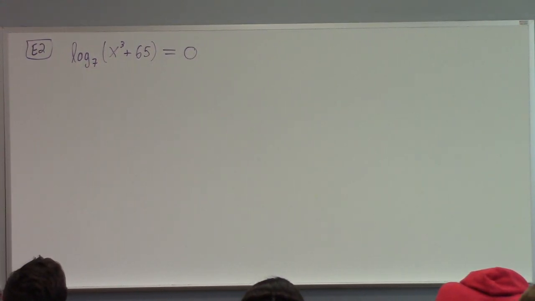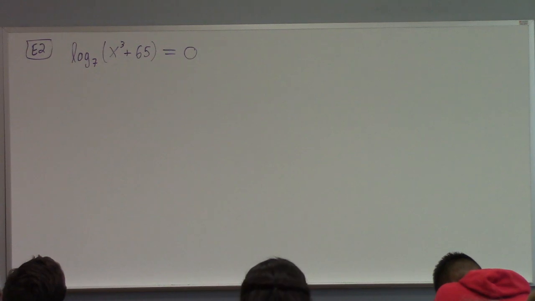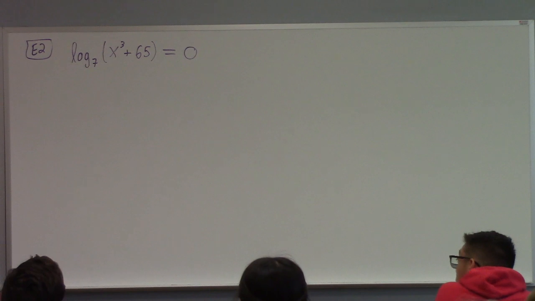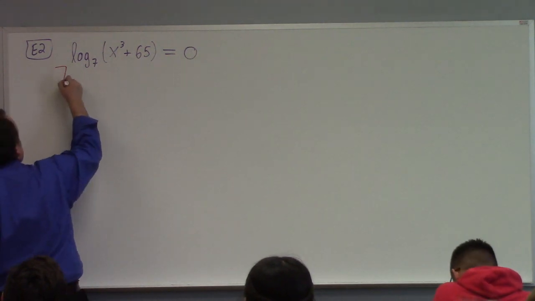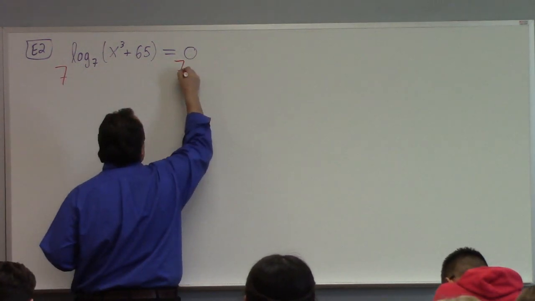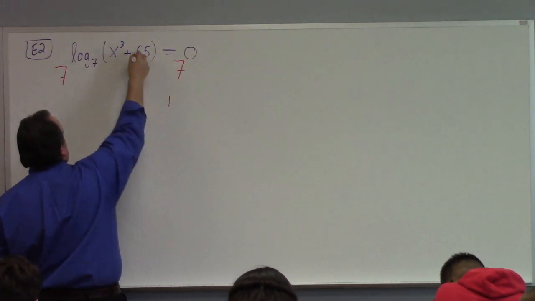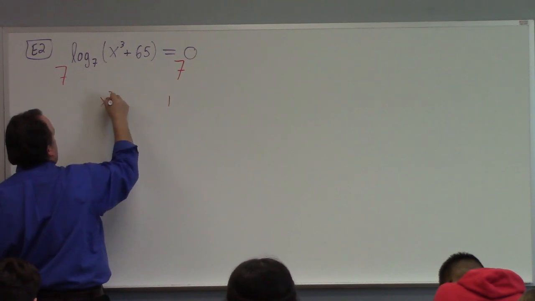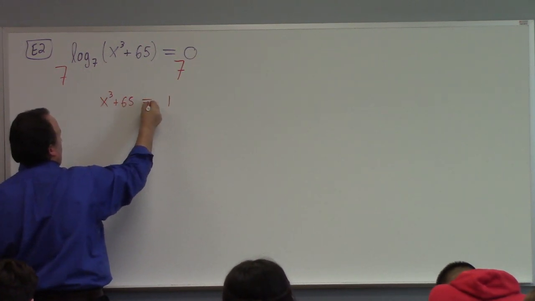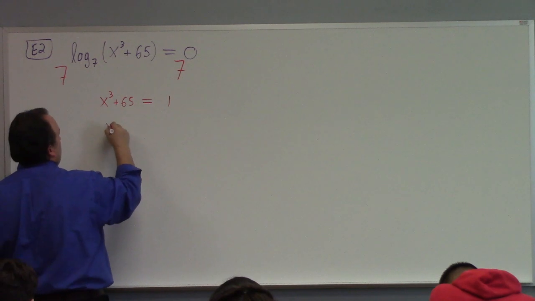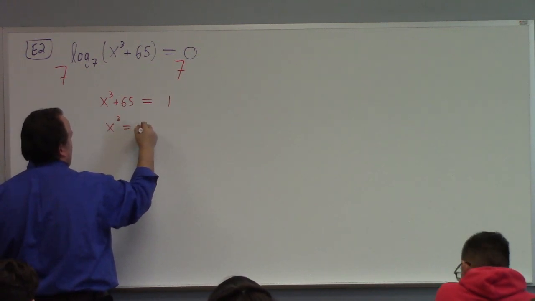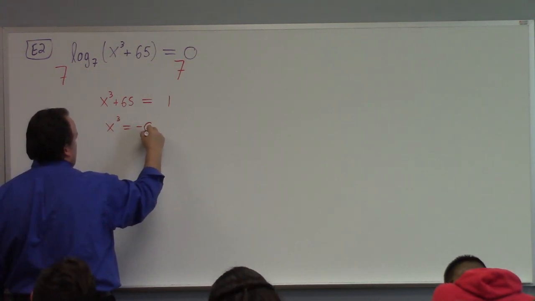What I would do with this equation is maybe I would exponentiate both sides, like raise both sides to base 7. So if I do 7 to the log base 7, it is equal to 7 to the 0. What's 7 to the 0? Well, 7 to the 0 is 1. And this is x cubed plus 65, which gives me x cubed equals 1 minus 65, also known as minus 64.